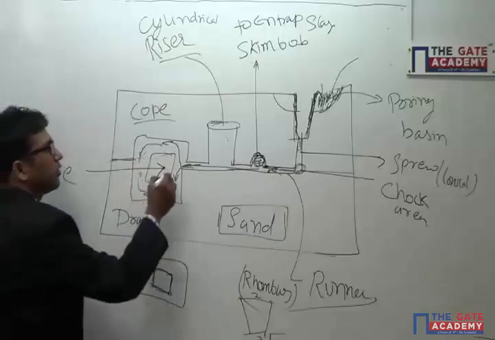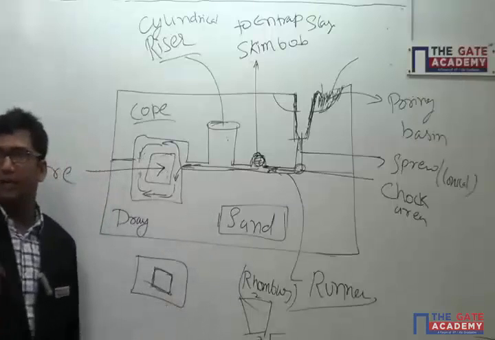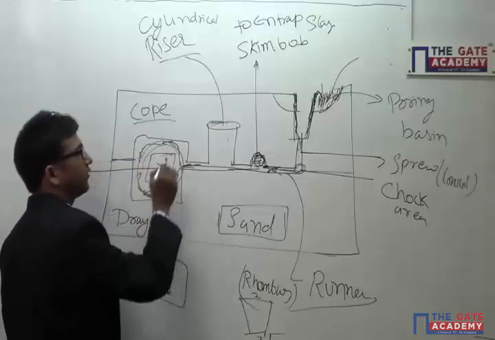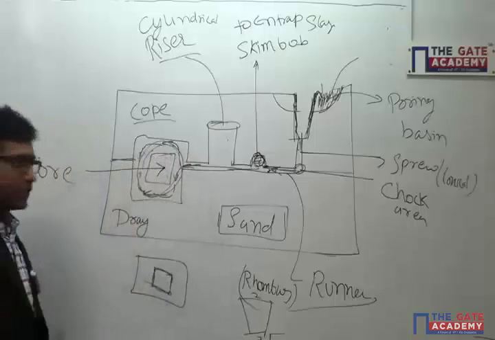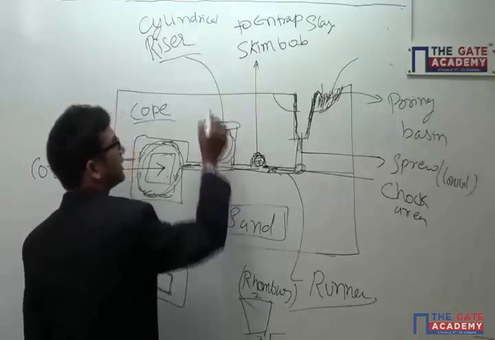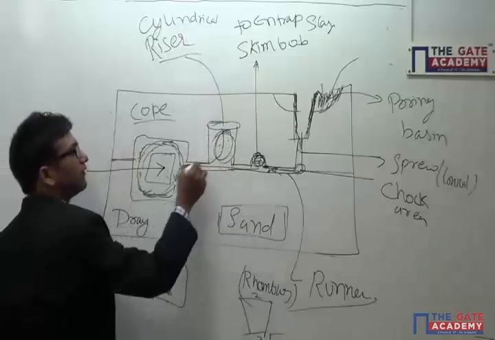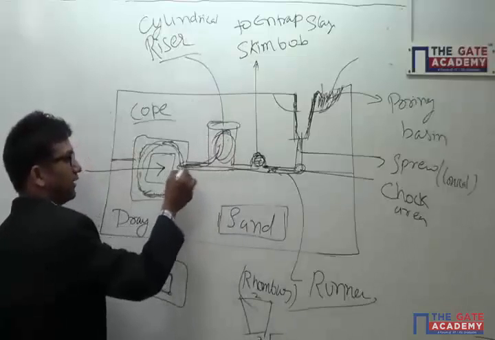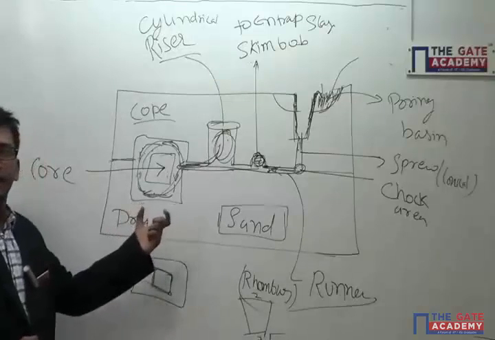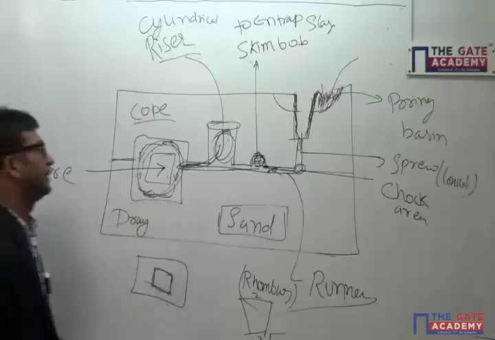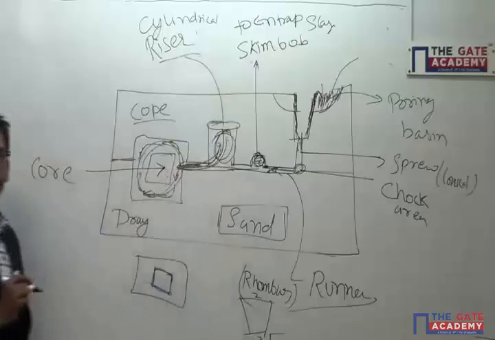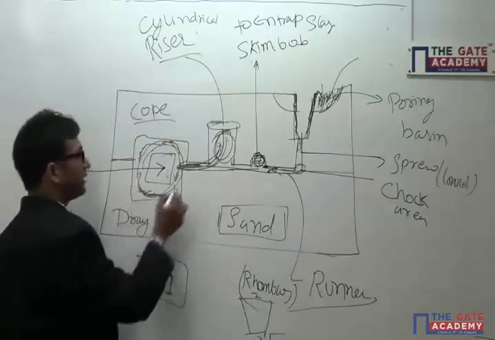Fine. So after cooling this section, what will happen? The material will shrink. So when the material shrinks, there is an arrangement called the riser. Material will be provided by this riser due to shrinkage. Some material will be required to fill this cavity, and that will come by this riser. So it will fill this whole cavity.